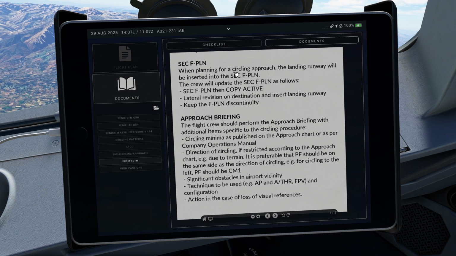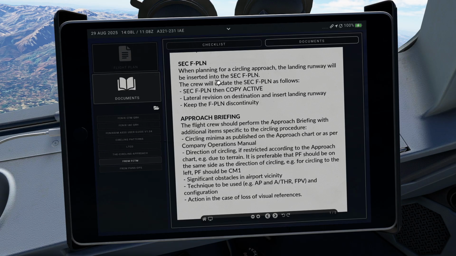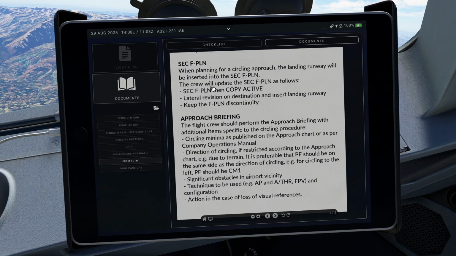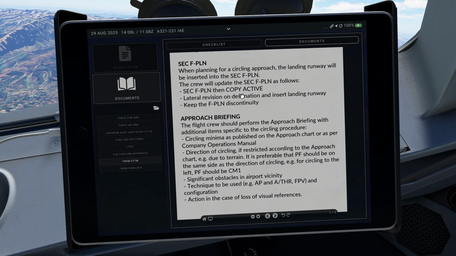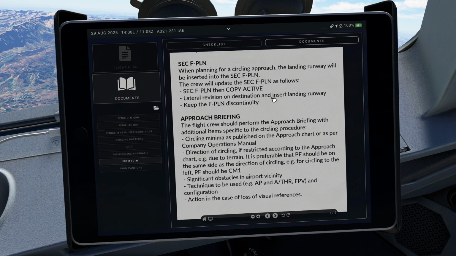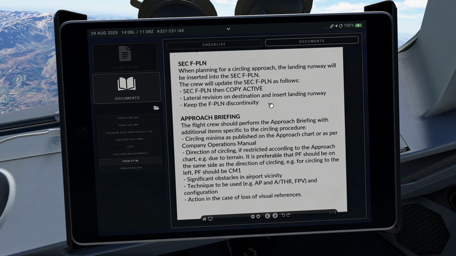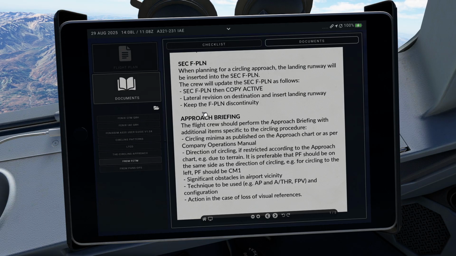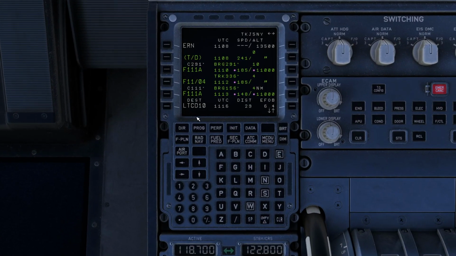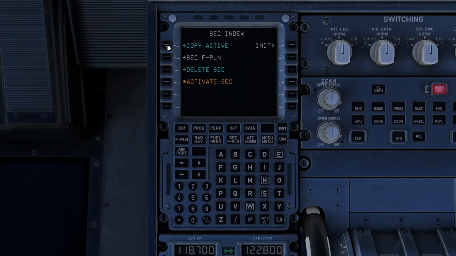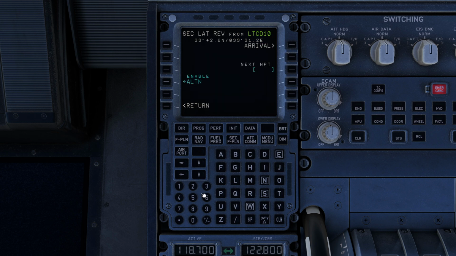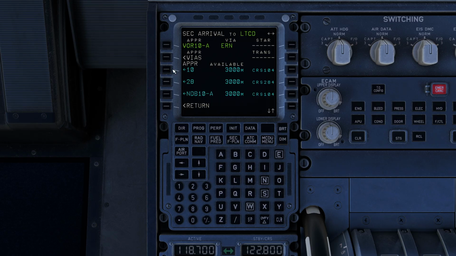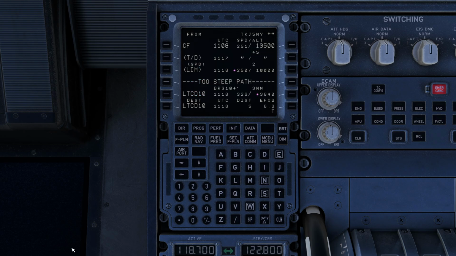For the secondary, when planning for circling approach, the landing runway will be inserted into the secondary flight plan. The crew will update the secondary flight plan as follows: secondary flight plan, then copy active, lateral revision on destination and insert landing runway, keep the flight plan discontinuity. It means going for secondary flight plan, copy active the primary flight plan, going for arrival, going down, just select the runway 10, no via, no star, and return again.